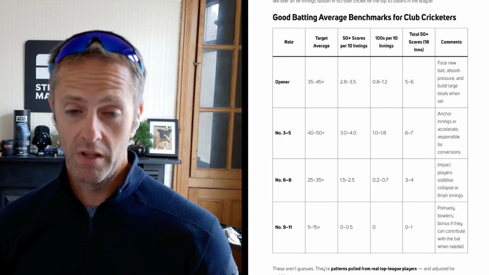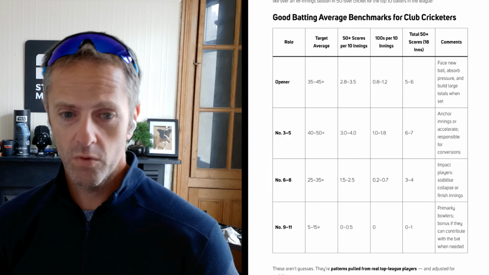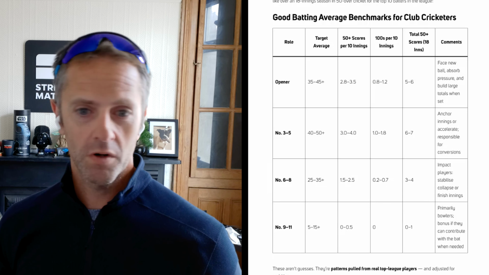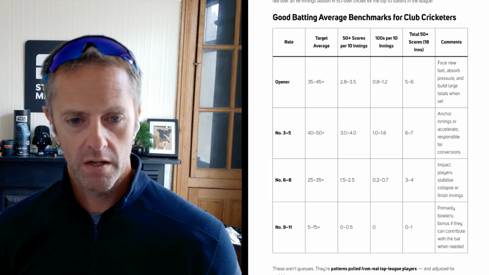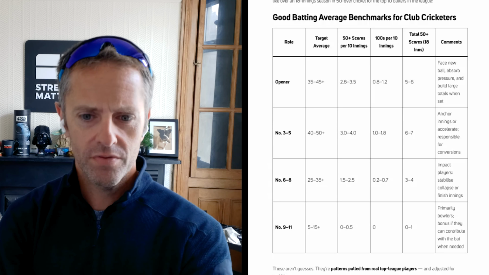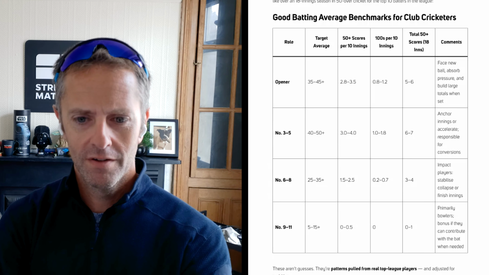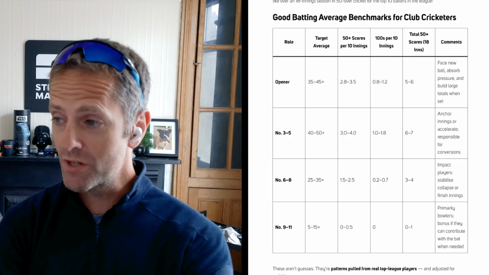I want to see how many hundreds they scored. I want to see how many 50s they scored, right? What are they converting? What are they averaging? Are they averaging 20 to 30, but not scored a 50, and they're an opening batsman or a top 5 player? Well, that's not converting. So that leaves pressure situations to make decisions about who's coming in, who shouldn't be coming in.